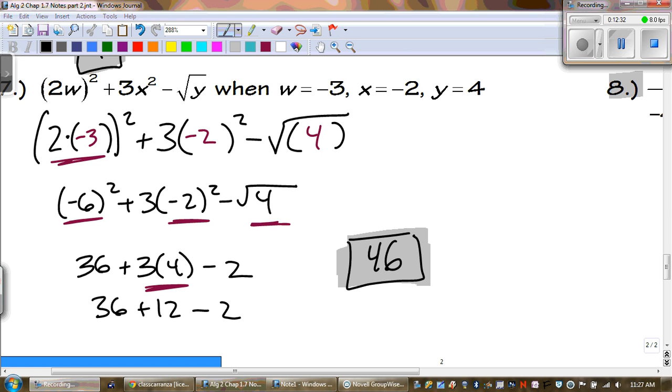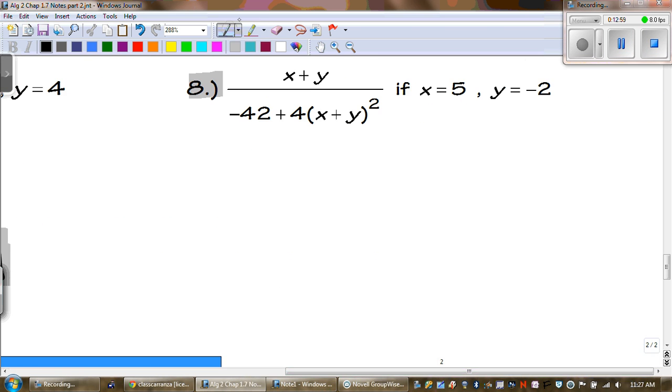Okay, and there's all the work. So I set it up. We got to do inside the parentheses first. And then on the second step, we can do 3 things all at once: exponents and roots. Negative 6 squared is 36, negative 2 squared is 4, and the square root of 4 is 2. After that, we multiply, and then you can add and subtract, and then you get 46.